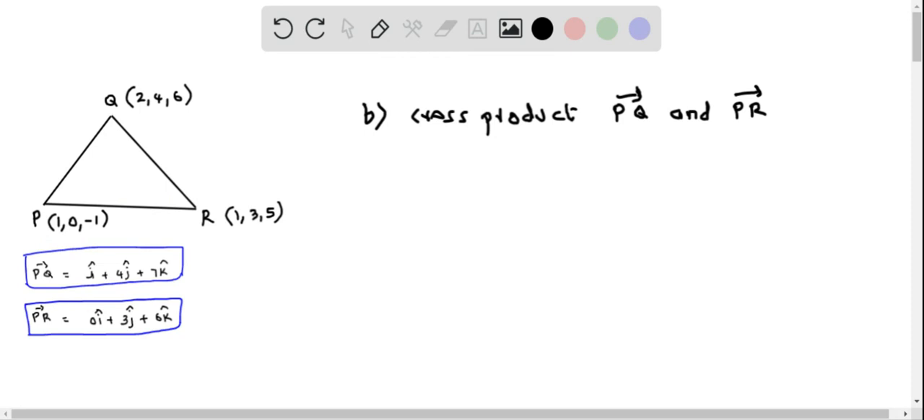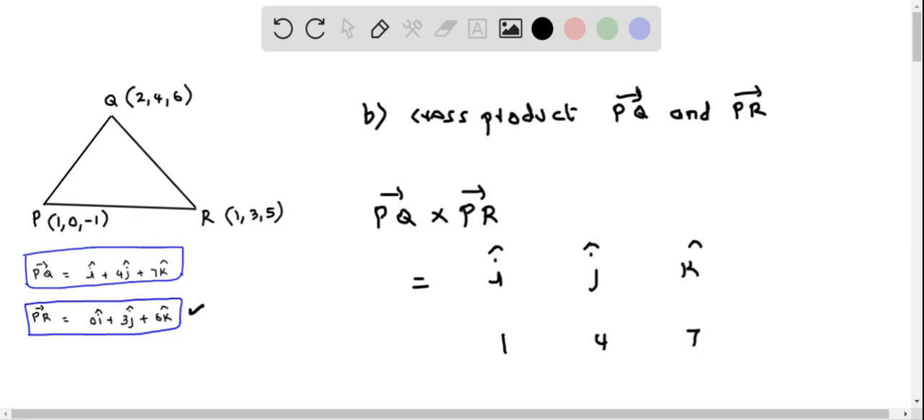In part B, we determine the cross product between the vectors PQ and PR vector. So we write down the cross product of the two vectors PQ and PR vector as PQ cross PR. This basically equals the determinant of the vectors PQ and PR vector. So first I write down the IJK components, and then in the second row I write down the components of PQ vector. For PQ vector it is 1, 4 and 7. So it is 1, 4, 7. And in the third row I write down the components of PR vector, that is 0, 3, 6.